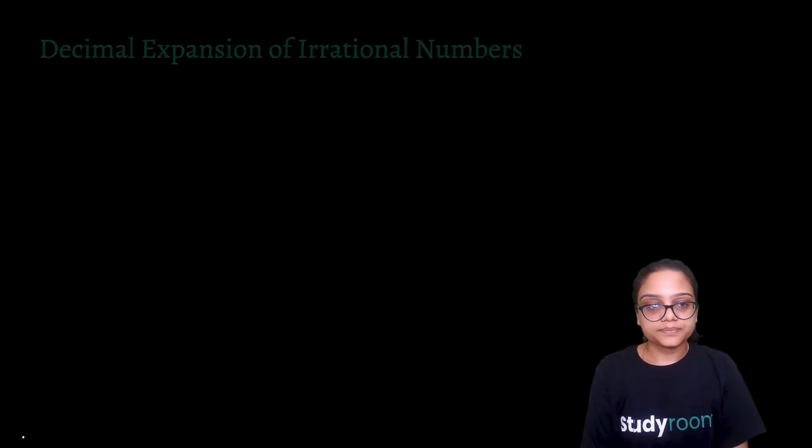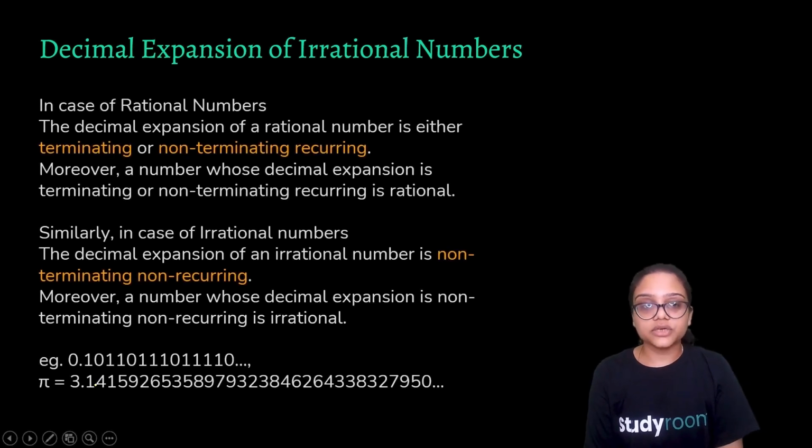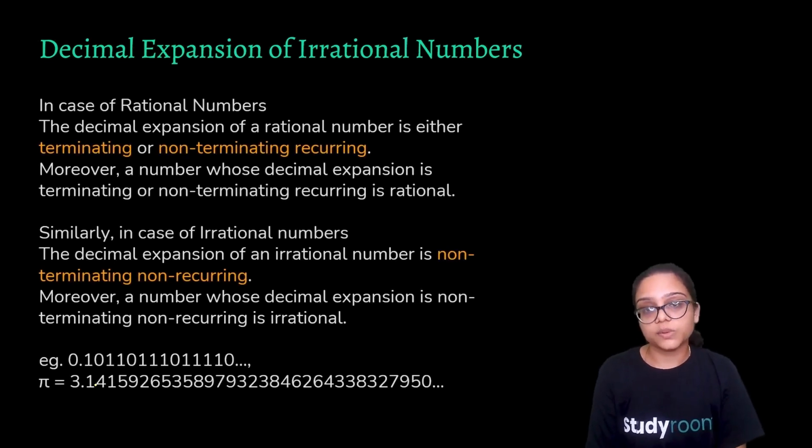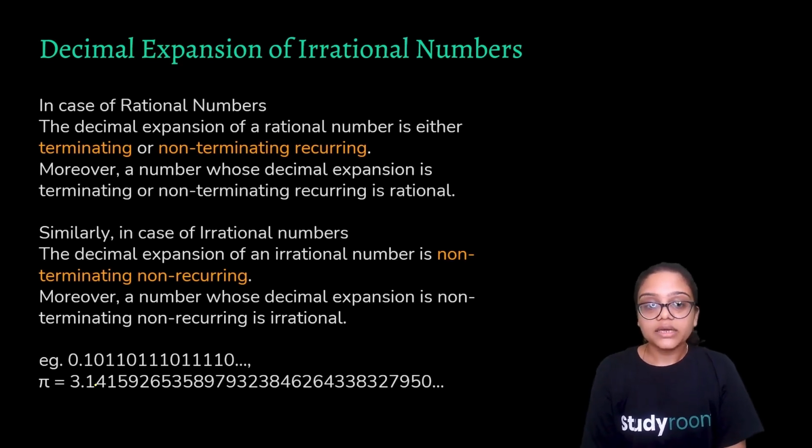Now, decimal expansions of irrational numbers. In case of rational numbers, there were two possibilities: either it's terminating or it's non-terminating but recurring, that is repeating. Moreover, a number whose decimal expansion is terminating or non-terminating recurring is a rational number. Similarly, in the case of irrational numbers, we arrive at the conclusion that the decimal expansions are non-terminating and non-recurring. Moreover, a number whose decimal expansion is non-terminating and non-recurring, we consider as an irrational number.